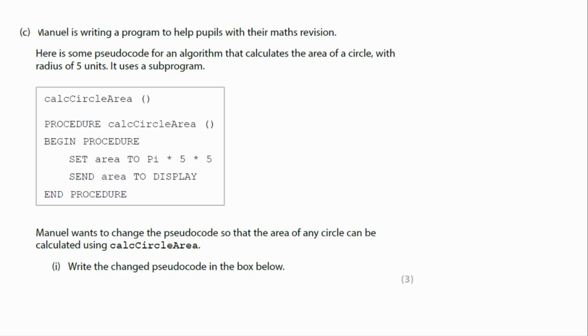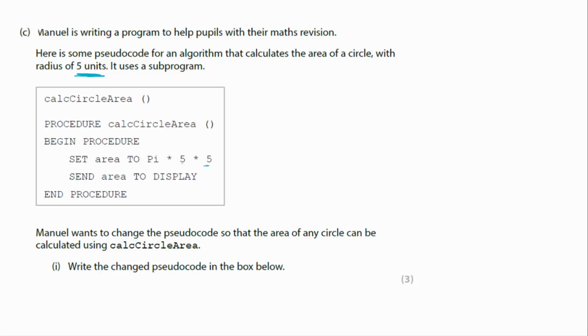We have some pseudocode for an algorithm that calculates the area of a circle with radius of 5 units and uses this procedure subprogram. And he wants to change it so that the area of any circle can be calculated using this method. And we have to write the changed pseudocode in the box below. I haven't got a box, so I'll just do it here. So at the moment, all it's doing is calculating just for 5 units, because it's got 5 here. But you want to adapt it to calculate any area.